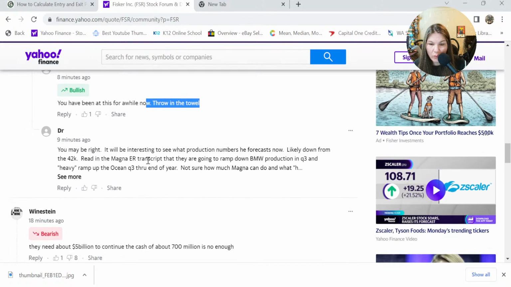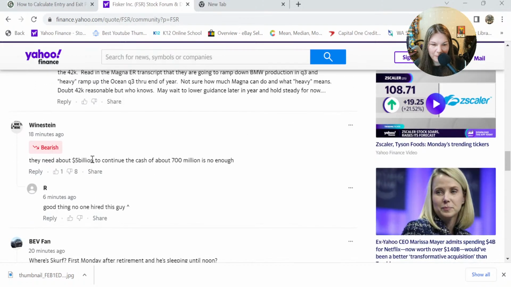"You may be right. It will be interesting to see what production numbers he forecasts now. Likely down from the 42K. Read in the Magna ER transcript that they're going to ramp down BMW production in Q3 and heavy ramp up Ocean Q through the end of the year. Not sure how much Magna can do with the heavy means. Doubt 42K reasonable, but who knows? May wait to lower guidance later in the year and hold steady for now." The doctor.